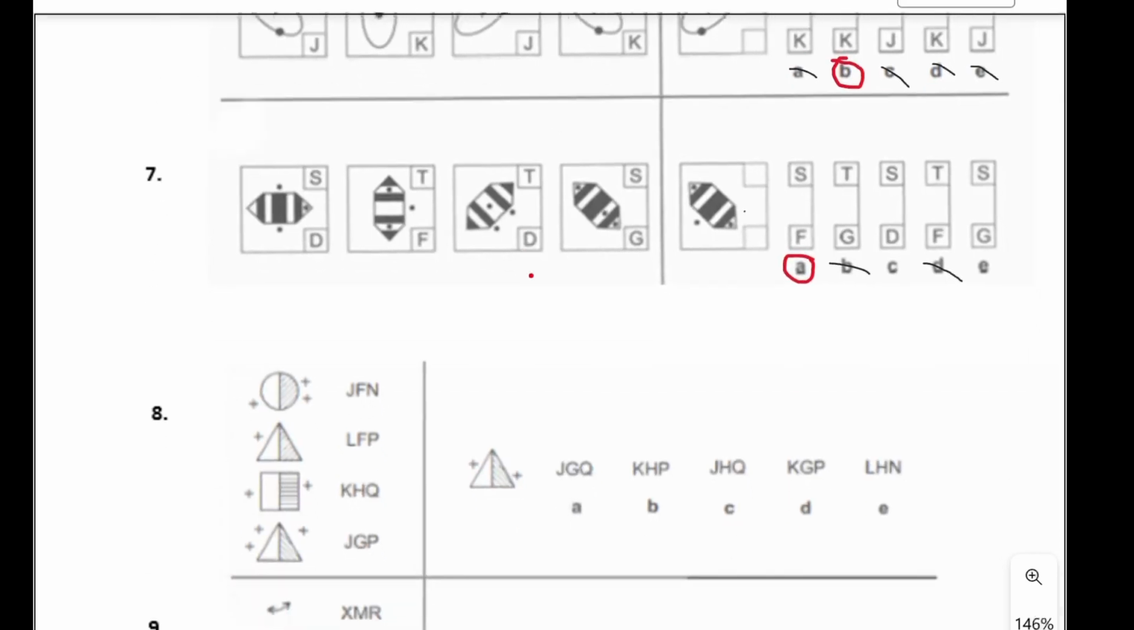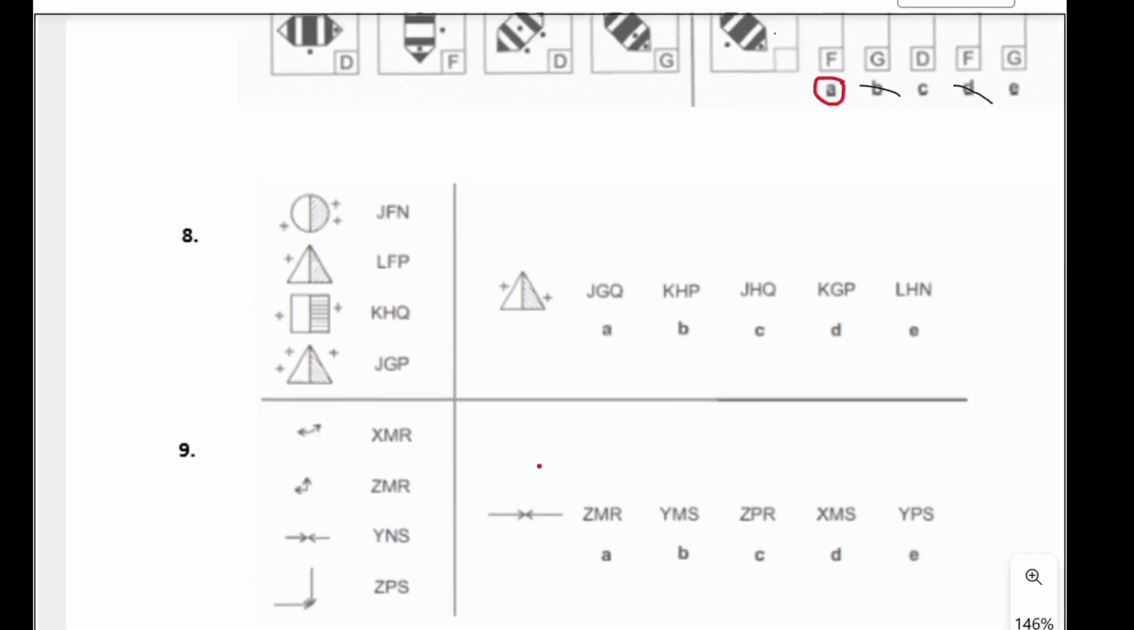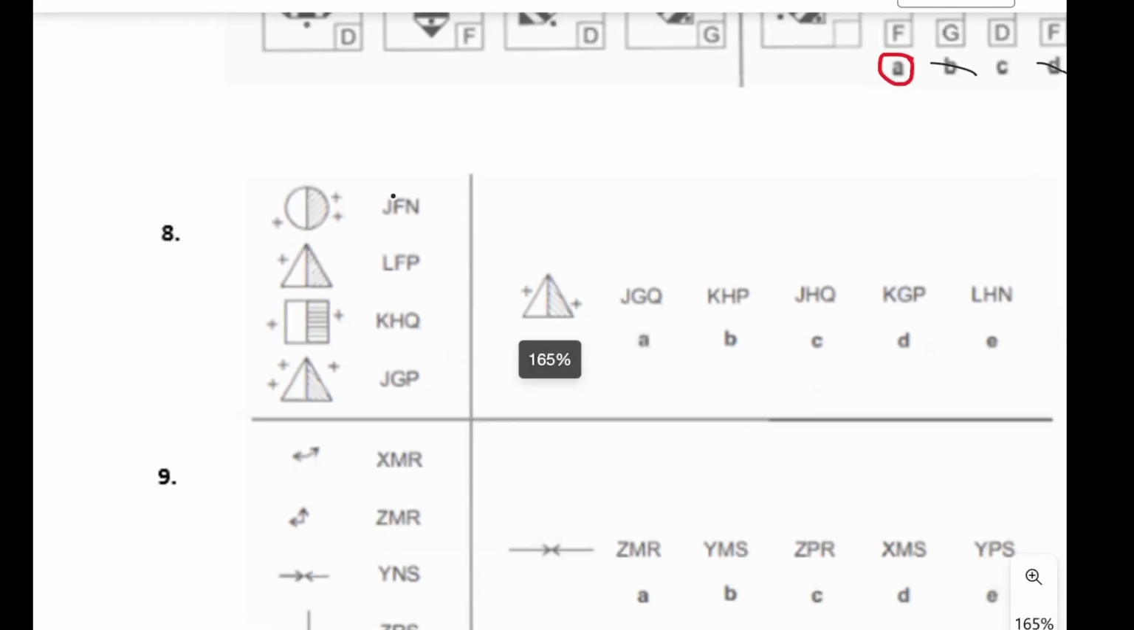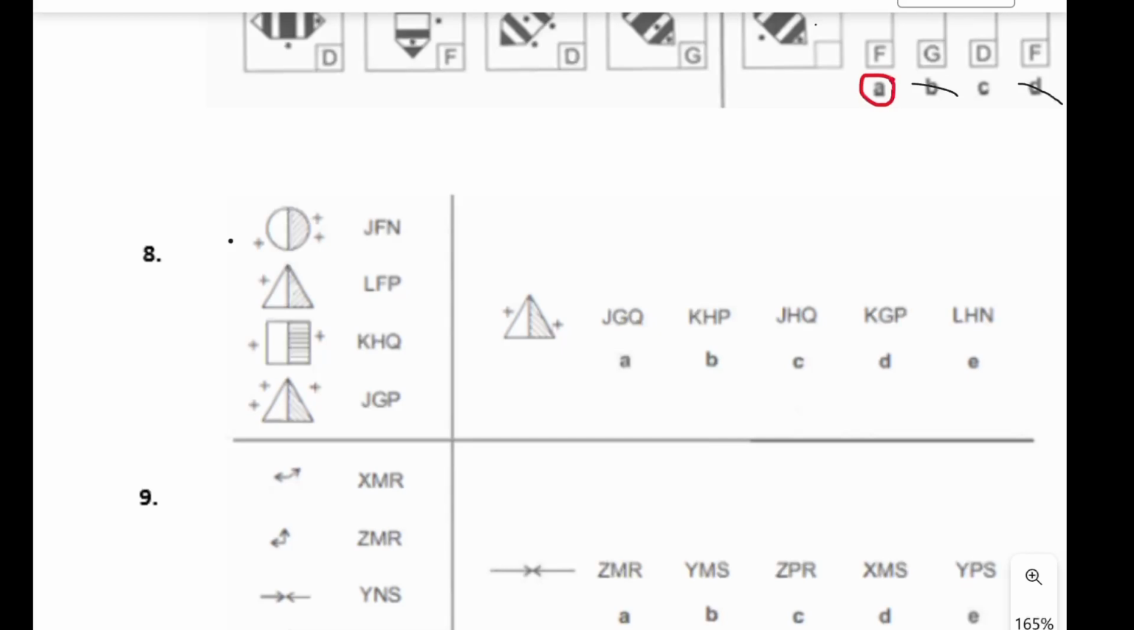Question 8. So the first difference I see, let's go to the black pen, is the hatching. I might have to zoom in a little bit more for this. Hopefully you can see. Yes, you can. We have the hatching is different.